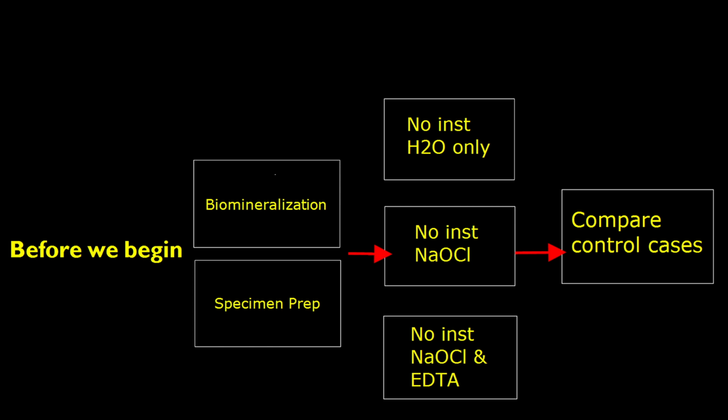Now, before we do that, I'm going to give 2 short tutorials on things that you need to know about the biomineralization of dentin, and also issues with specimen preparation. So you have some sense of what happens during biomineralization and unmineralization as irrigation takes place. And you also have to be aware of some of the issues with specimen prep. So the next 2 tutorials will cover those 2 subjects, and then we'll start with the control cases.